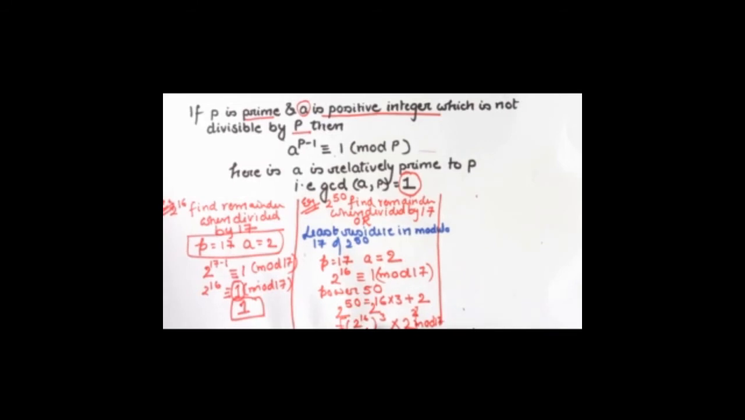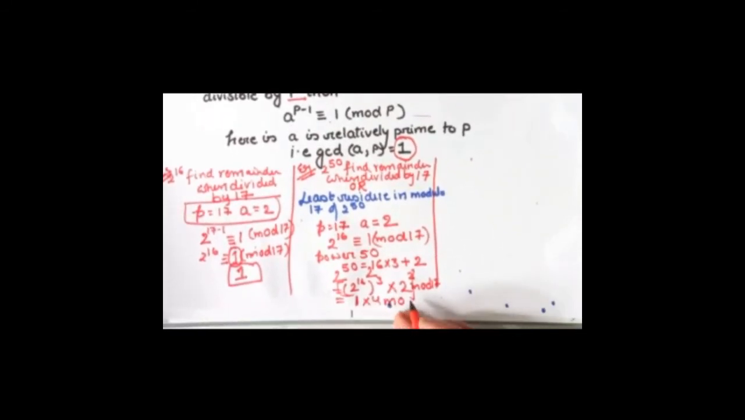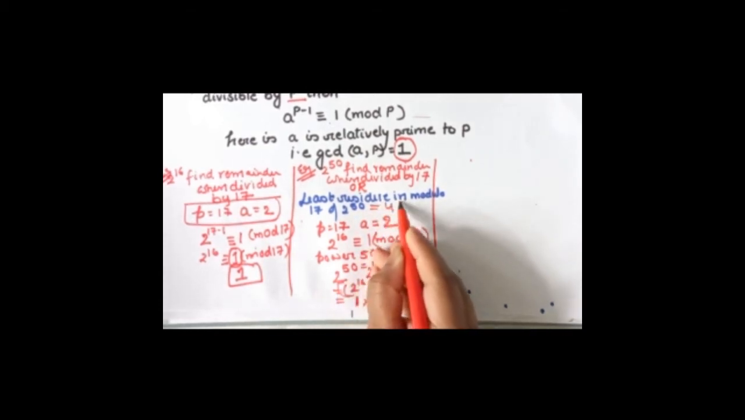And for this 2 to the power 16, I know the answer is going to be 1, and 1 to the power 3 is equivalent to 1. Therefore for this I am going to get 1, entirely 1. And for 2 to the power 2, which is 4 mod 17. Now for 4 mod 17, what remainder are you going to get when you divide 4 by 17? The remainder is 4. So the least residue here is 4.